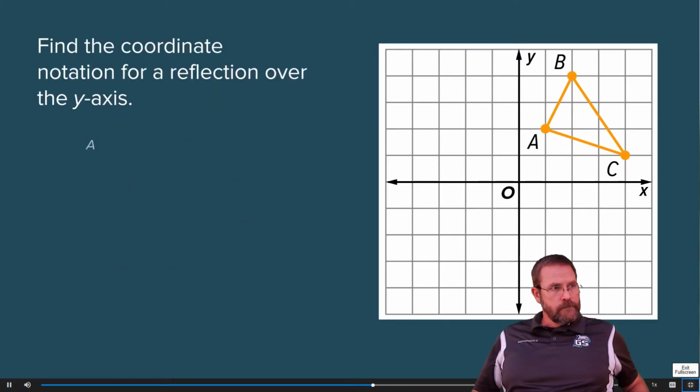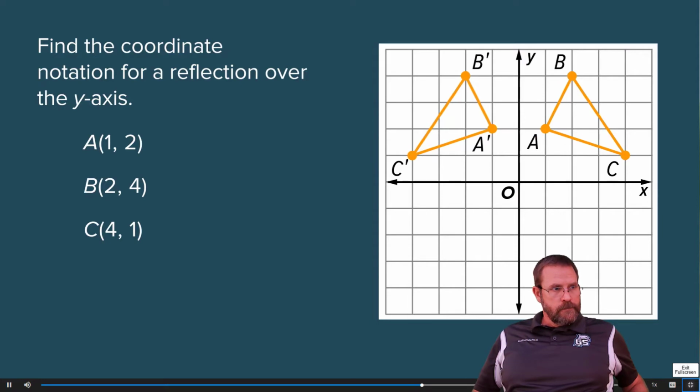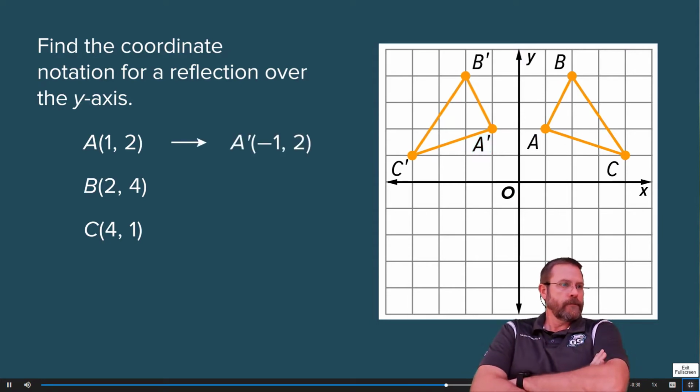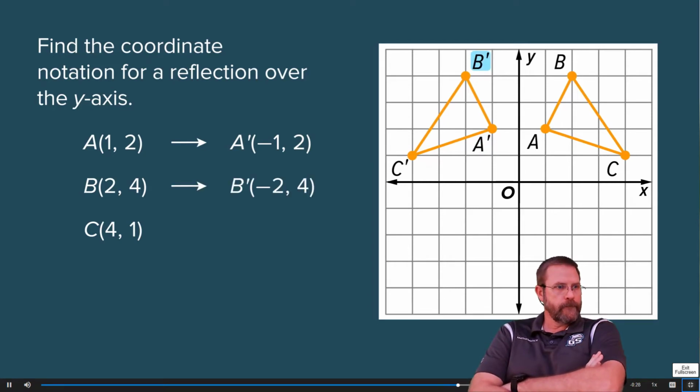To determine the coordinate notation for a reflection across the y-axis, examine the points of the preimage and the image. The reflected image has vertices A' (-1, 2), B' (-2, 4), and C' (-4, 1).